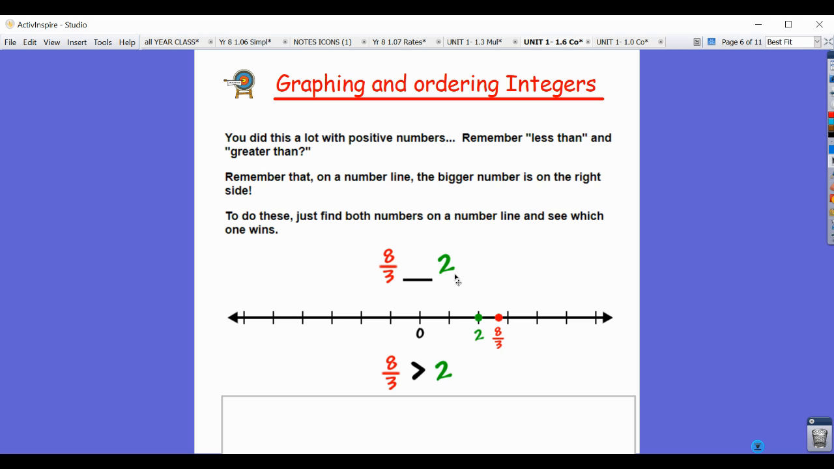Another way you can compare a fraction with a whole number is to turn the whole number into a fraction. Okay, and then you get the lowest common multiple, that will be 3, and then cross multiply, that will be 8 and 6. So 8 over 3 and 6 over 3. So you can compare.